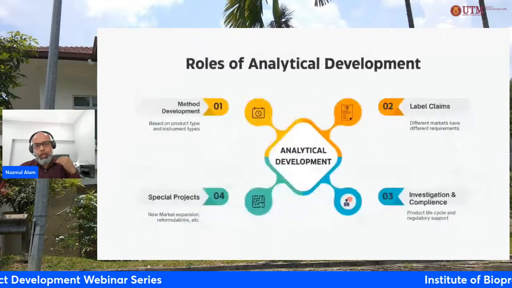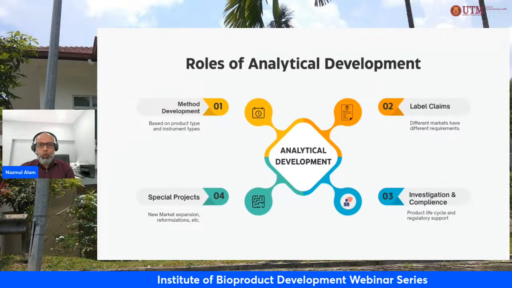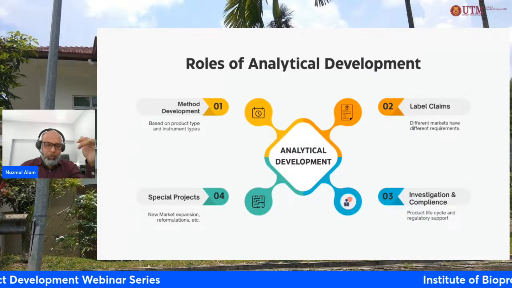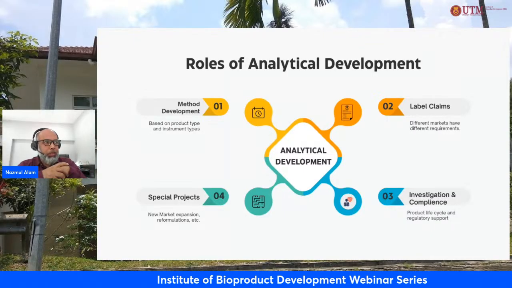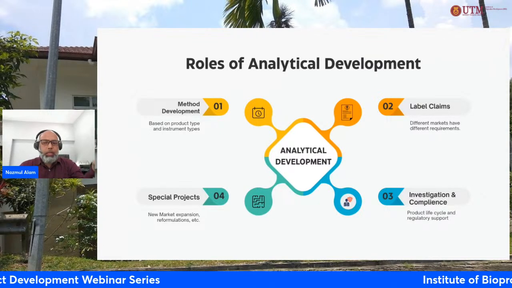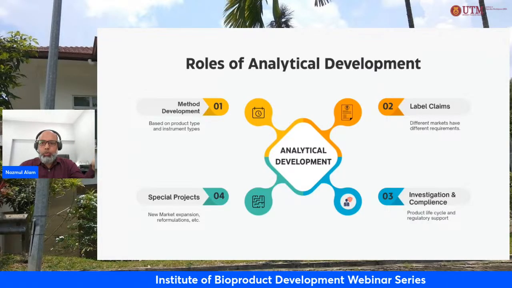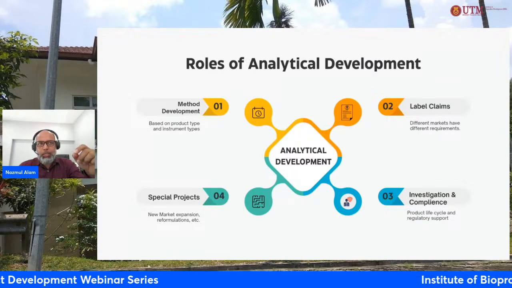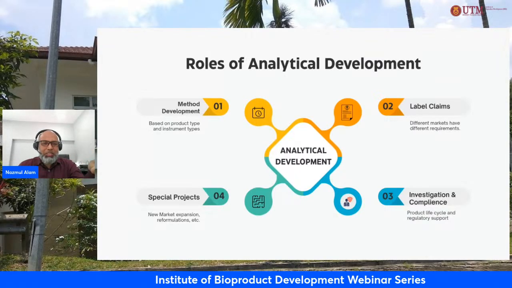Now, where does analytical development fit in? I want to highlight and expand the analytical development role a little bit more. Analytical development is the center of the 4 functions in our business. It's not just testing, it's about strategy, compliance, and growth. The first one is method development. This is fundamental. We must create or adapt testing methods based on product type and also sometimes instruments available. We need to know how to accurately measure a product before we can measure it at all, right? It ensures our results are reliable every time.